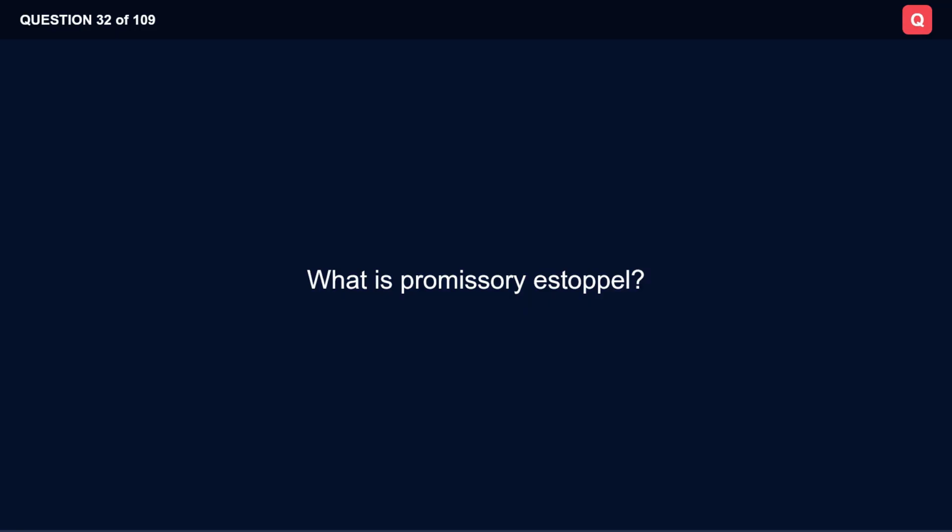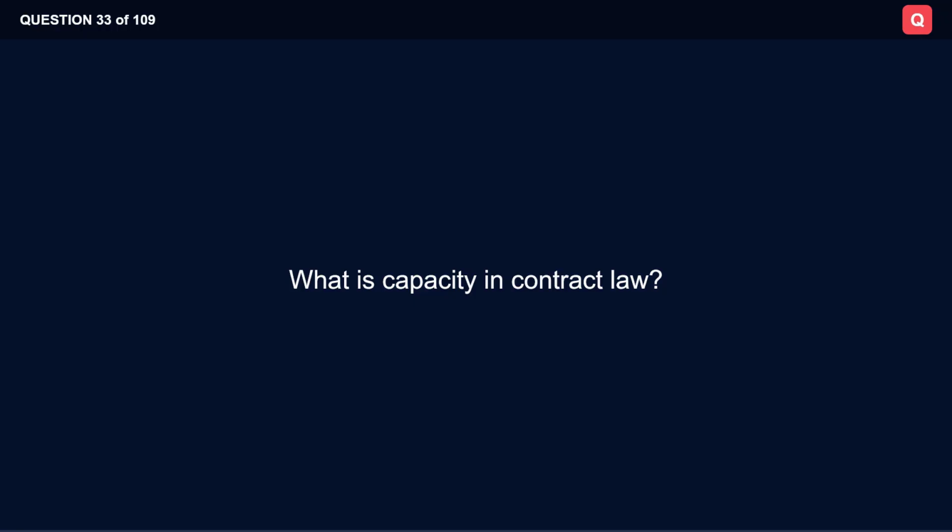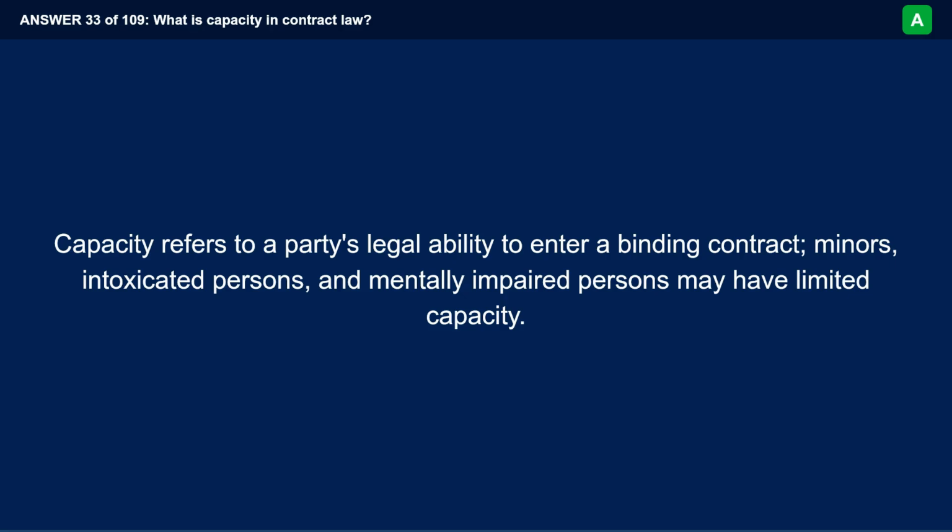What is promissory estoppel? Promissory estoppel can make a promise enforceable when the promisor should expect reliance and injustice can be avoided only by enforcement. What is capacity in contract law? Capacity refers to a party's legal ability to enter a binding contract. Minors, intoxicated persons, and mentally impaired persons may have limited capacity.